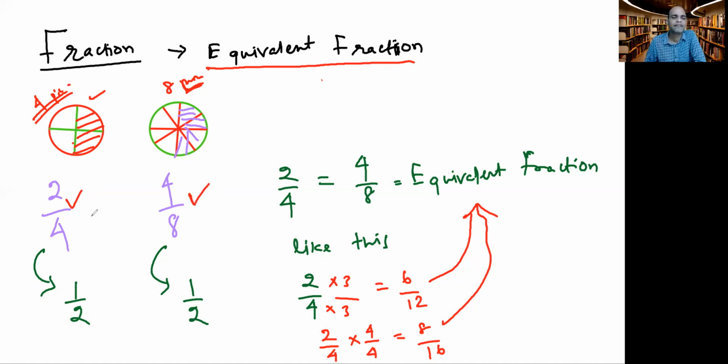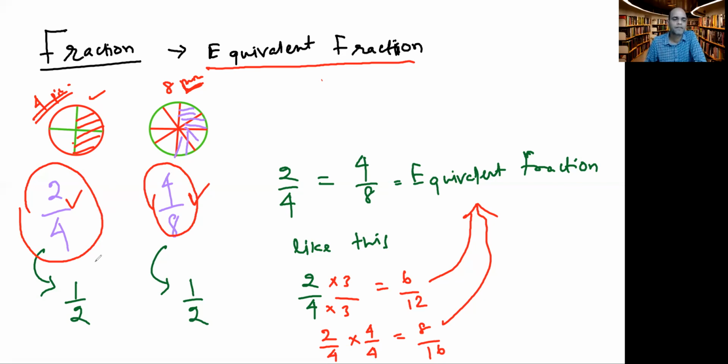We can write it as 2 by 4, and here it is 4 by 8. Very good. Now, you see, it is almost the same. By the picture you can see this is half, and this is also half of the pizza. It means 2 by 4 is equal to 4 by 8.